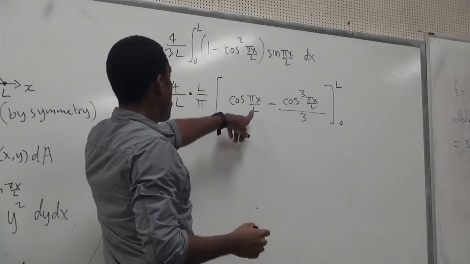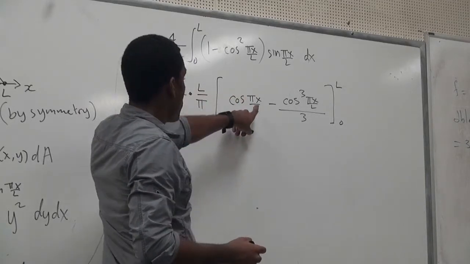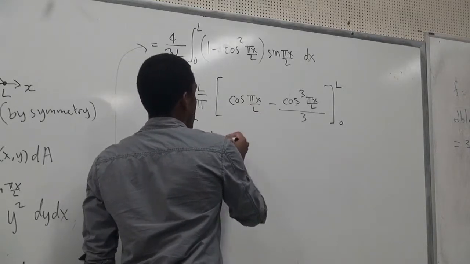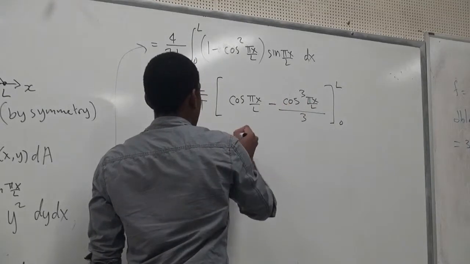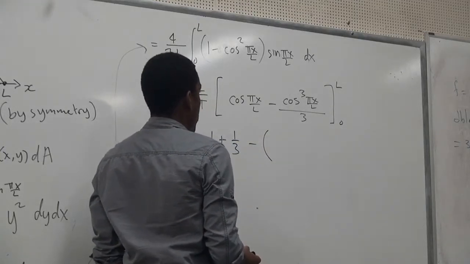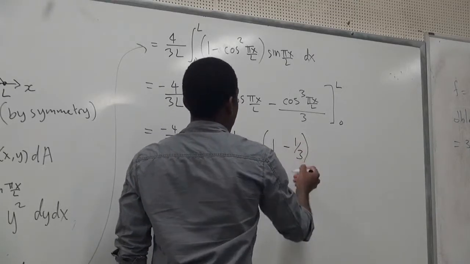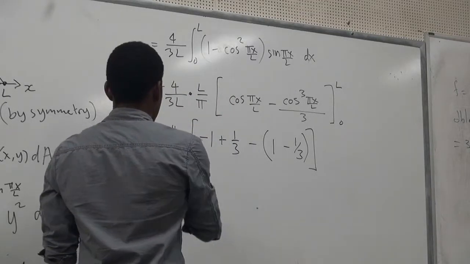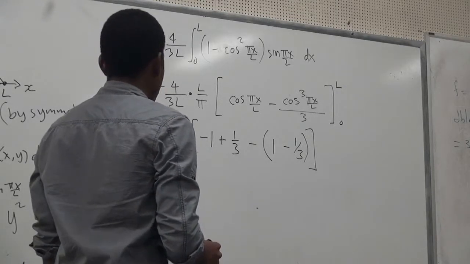Plug in L for x, you just get cosine of pi, which is minus 1. This will give you minus 1, that plus... minus, plug in 0 for x, get cosine of 0. That gives you 1.